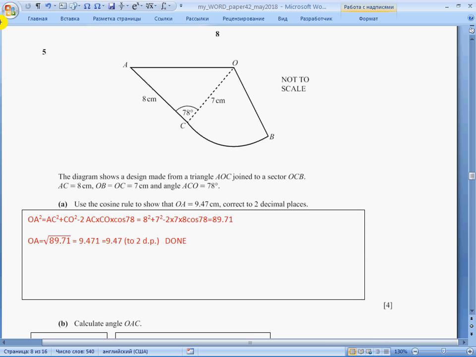Here we have a figure. We should prove that, for the triangle and sector, OA equals this value, so using the cosine rule. So we write the cosine rule, and we see that OI is 9.47.